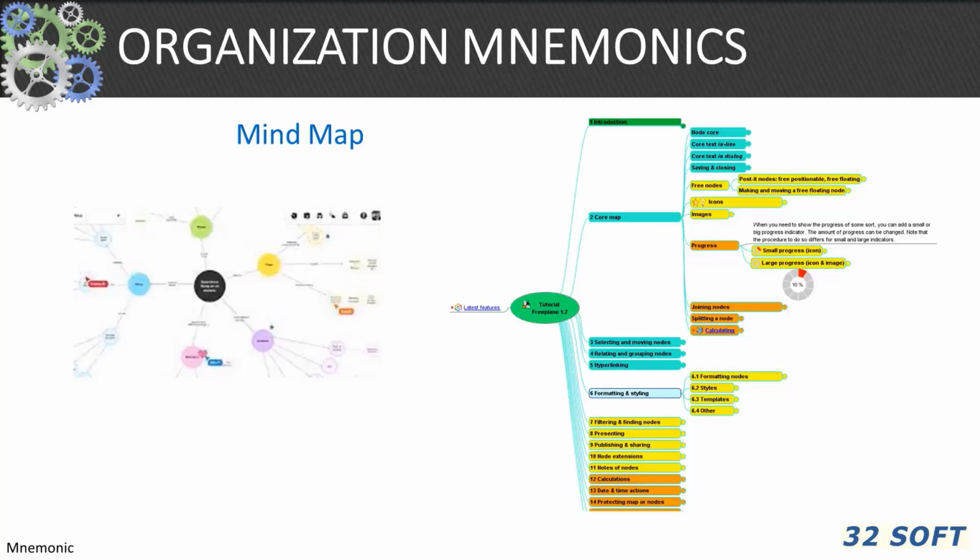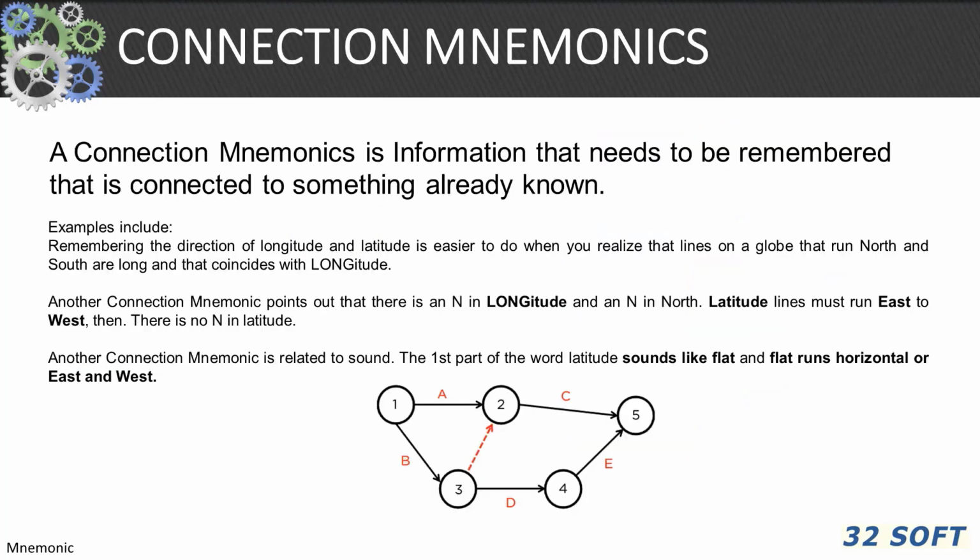This is one of my favorite organizational mnemonics, as I use mind maps constantly. A connection mnemonic is information that is remembered by connecting it to something already known, kind of like a network. Examples include remembering the direction of longitude on a globe. It's easier to do when you realize that lines on a globe go north and south, and they are long, and that long goes inside the word longitude.